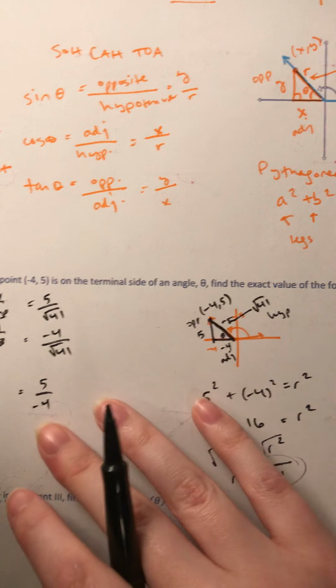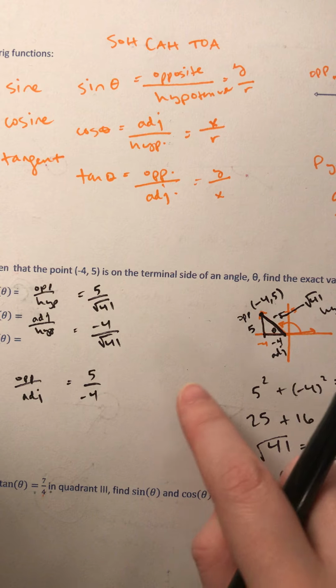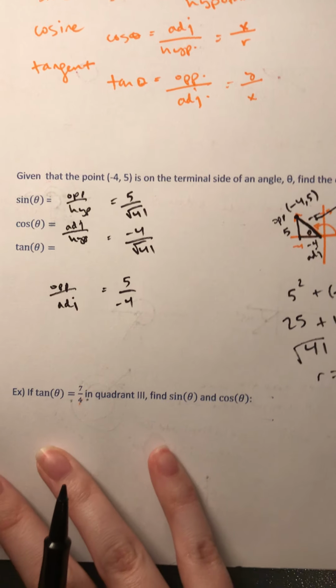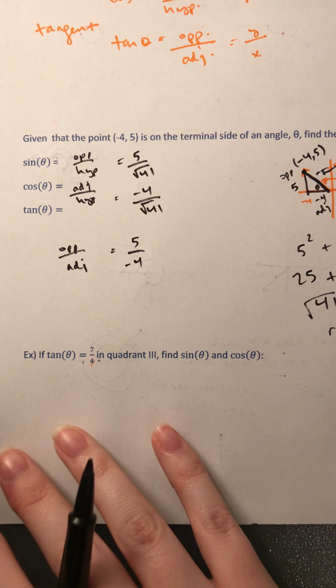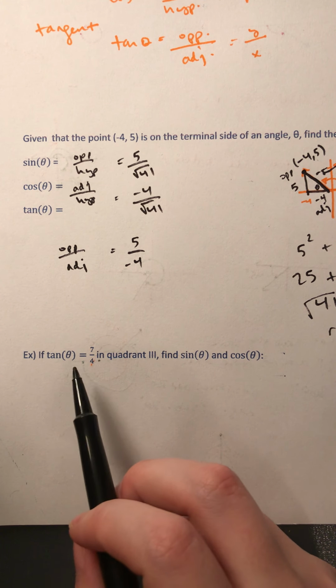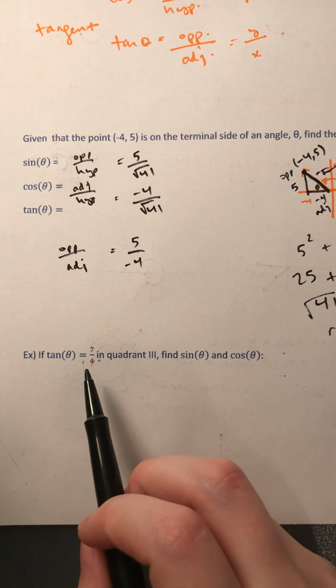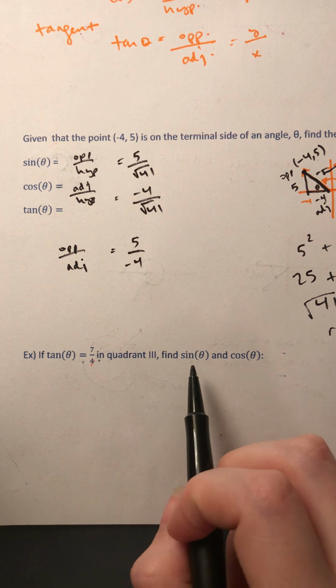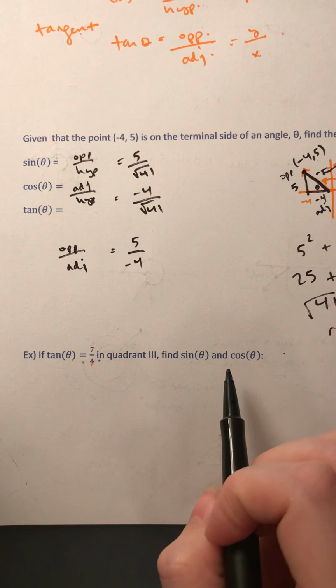And then all you're doing is identifying the pieces: opposite over hypotenuse, adjacent over hypotenuse, opposite over adjacent. So the last type of problem that I gave you guys for this week is ones like these. If tangent theta equals 7 over 4 in quadrant 3, find sine theta and cosine theta.